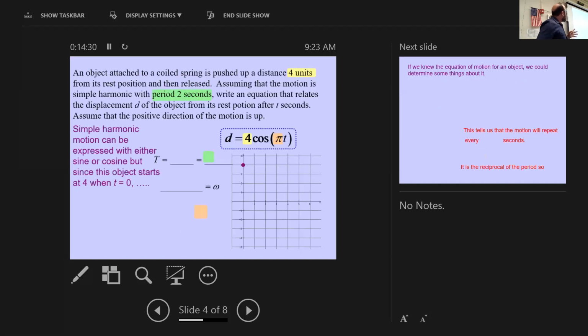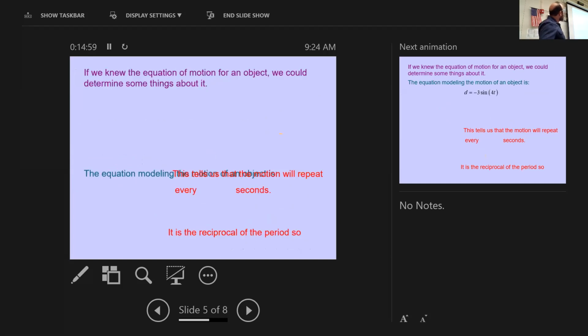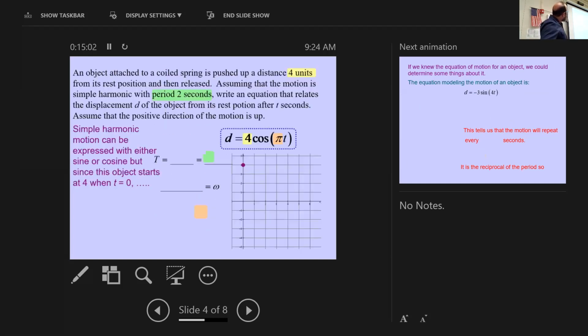Oh, it didn't. Okay. Why is it pi? Because what's the formula we used in math to find the period, everybody? 2 pi over b. 2 pi over w is the period. But if 2 pi over w is 2, then what does w have to be? It has to be pi. It's a simple little story. It's pretty simple.